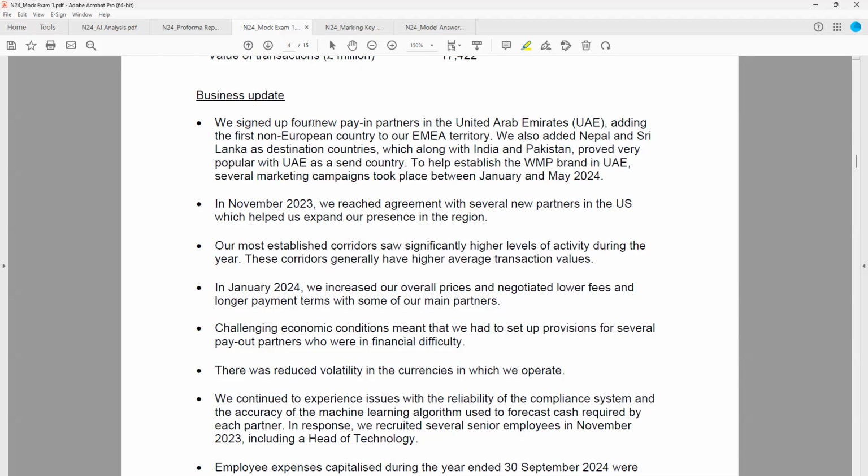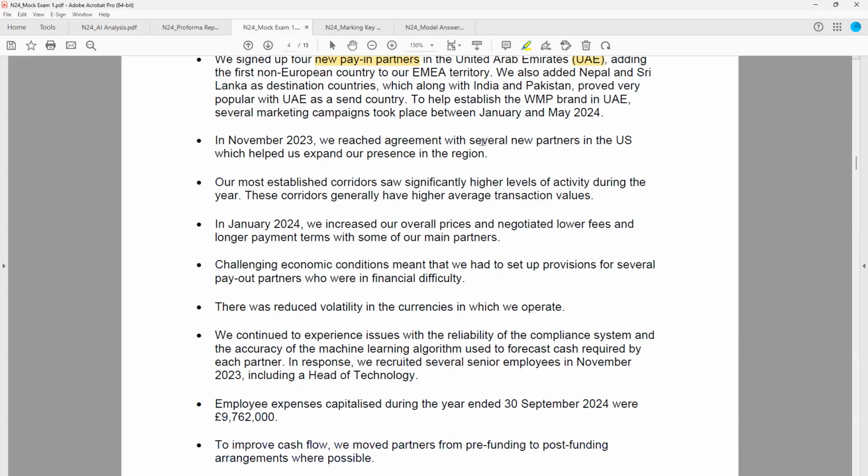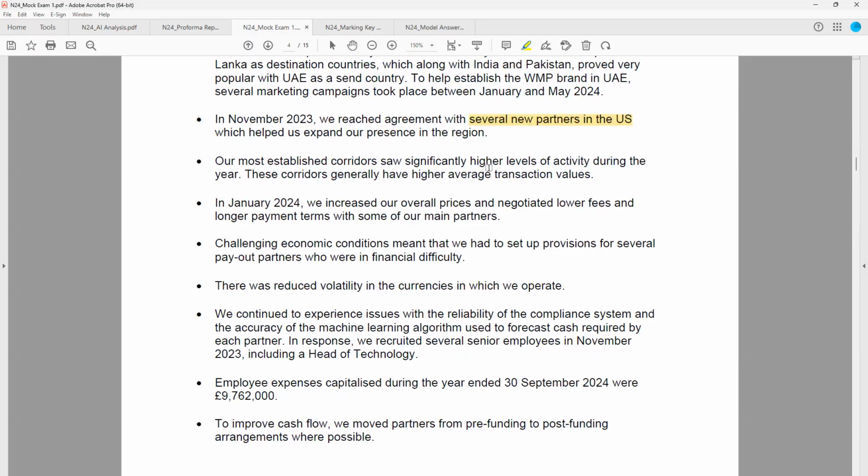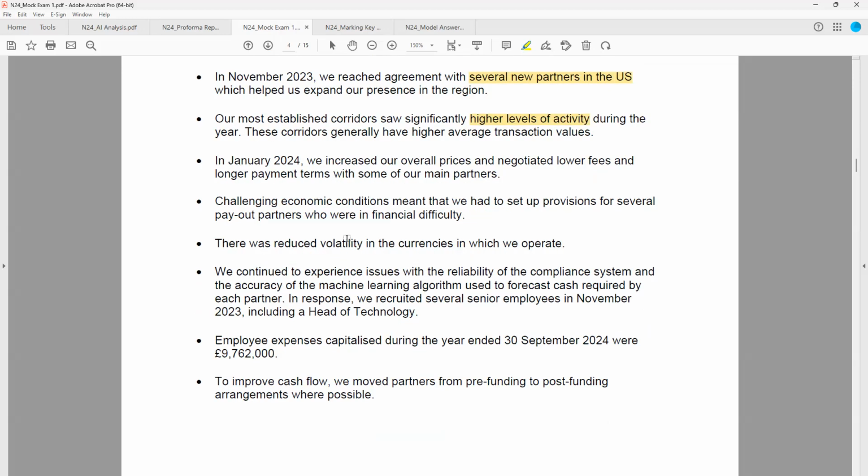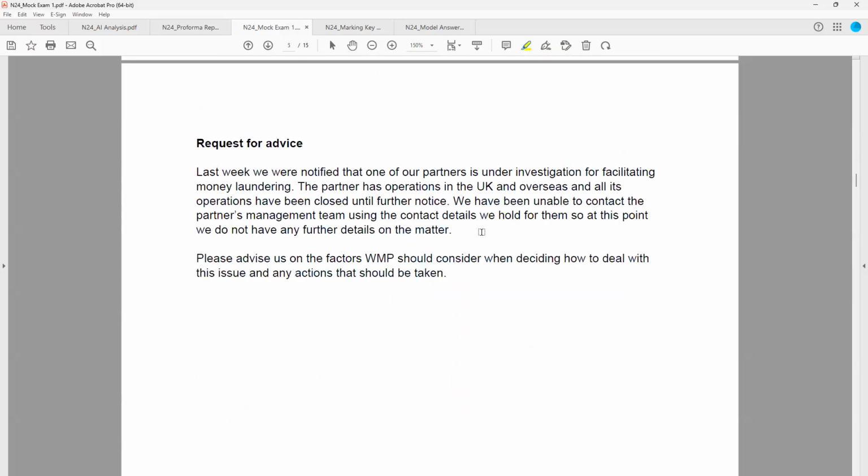We're told here: new pay-in partners in UAE, some new destination countries as well, agreement with several new partners in the US. More established corridors have seen higher levels of activity. They have a higher value. So we can see these are just reasons why the numbers and ratios and KPIs will have changed during the year. Then we've got the request for advice, which is short. So that would be another indicator that it might not be worth a full 2 boxes, but usually it would. The default would be that it would have 2 boxes by itself.